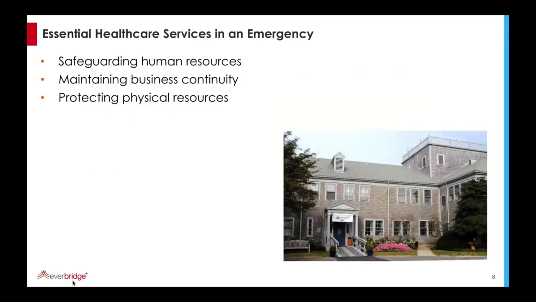For healthcare services in general, there are 3 priorities which I'm sure you'll recognize as the core of why we do what we do. The first is to safeguard people in a hospital, whether patients, staff, family members, visitors. The second is to maintain the tempo of the institution and the continuity it needs to bring to the community that it is serving. And the last is to protect physical resources of the institution from harm, from further harm.